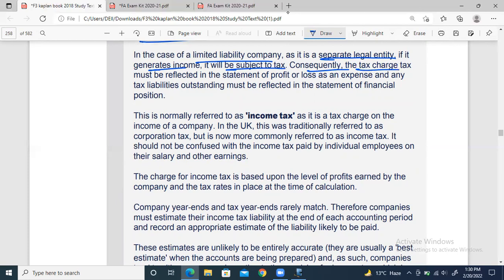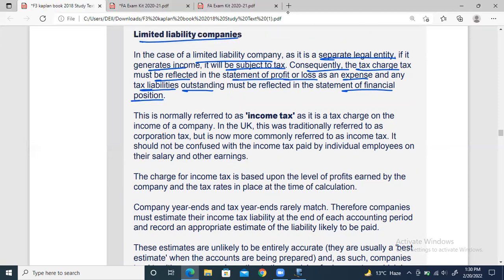Consequently, the tax charge must be reflected in the profit or loss statement, because it is an expense, obviously, right? And any liabilities outstanding must be reflected in the financial position. So we first record the liability, and whenever the liability period is over, we pay it. So the expense is being recorded, and the liability is also being recorded at the same time. This is normally referred to as income tax, as it is a tax charge on the income of the company. Sales tax was different, income tax is different over here.